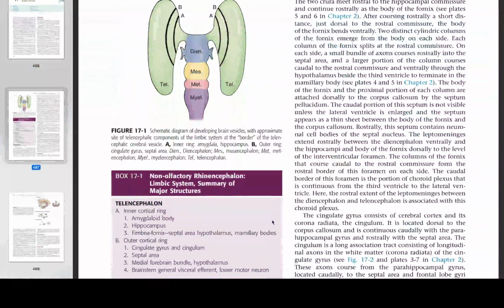The prosencephalon consists of the telencephalon and the diencephalon. The diencephalon is composed of the thalamus, hypothalamus, metathalamus, subthalamus, and epithalamus, with the third ventricle in the center. The telencephalon is the cerebrum, which consists of two cerebral hemispheres.